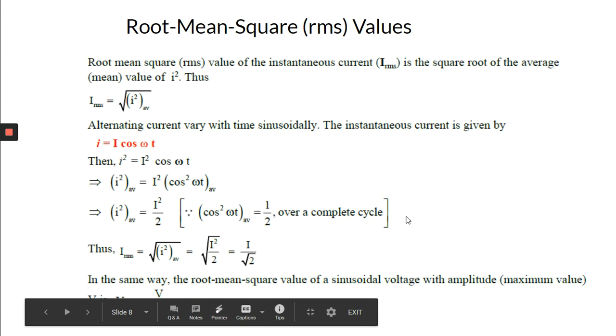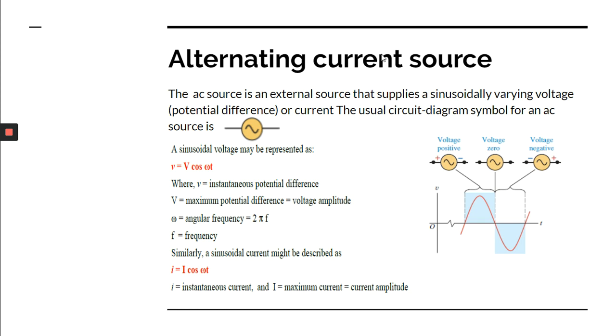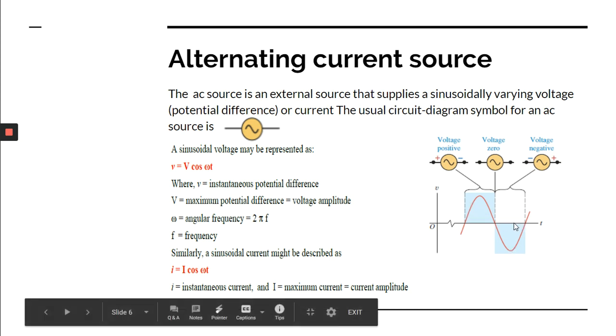Now let us come to your AC current and the RMS value, that means your root mean square value. So why is this needed? Okay, I have told that, yeah, on this slide. Here we are using this current.